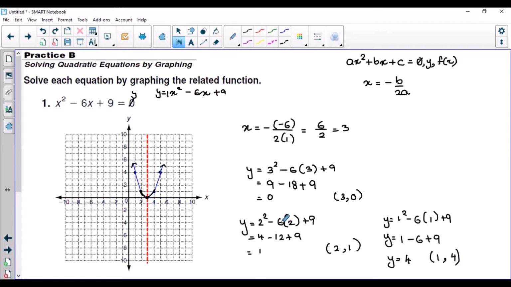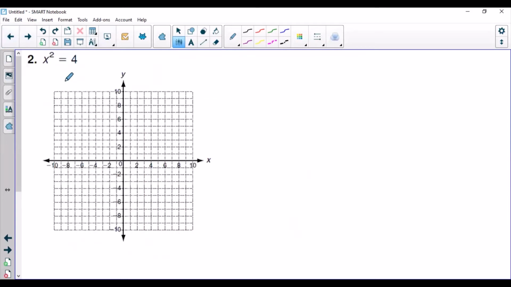Now it doesn't mean that you only have to use the same values which I used for x. You can use 0, you can use any negative numbers, but better to use the numbers which are less than the axis of symmetry. Using the same method, let's solve this one.